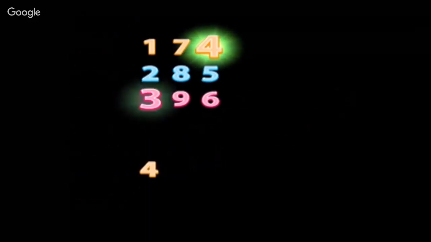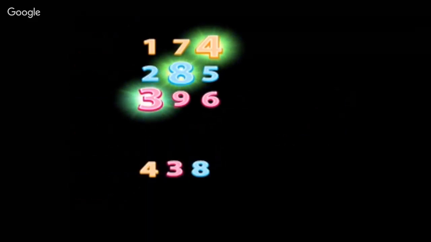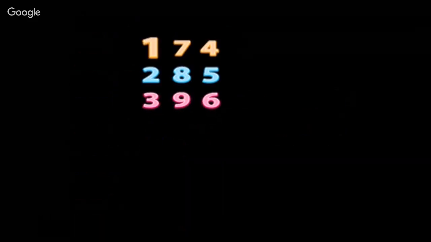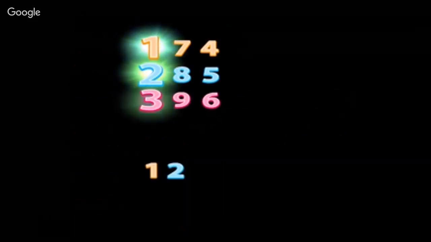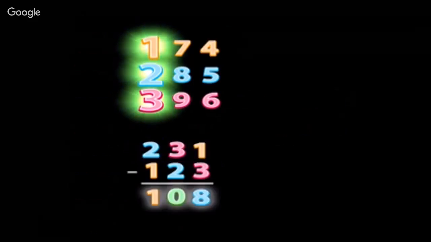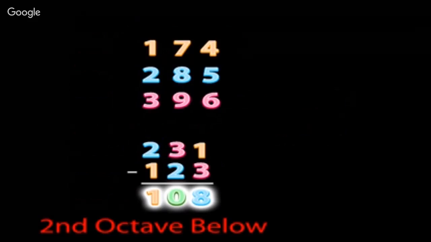So I then went 4, 3, 8 to the center, subtracted that from its shifted pair of 843, and that gave me 54, which is 3 octaves below the 432. I then went down the left-hand side, 1, 2, and 3, subtracted that from its shifted pair of 231, which gave me 108, or 2 octaves below the 432, and one of the most auspicious numbers.